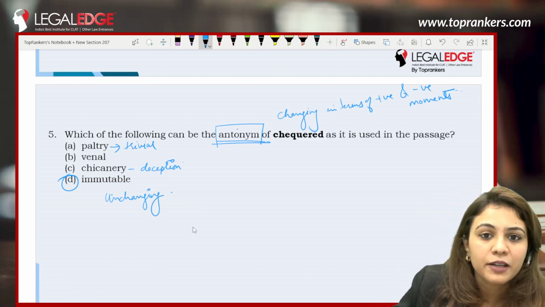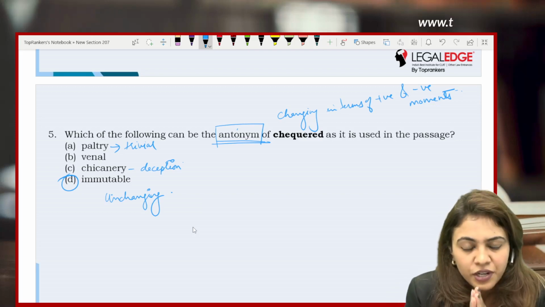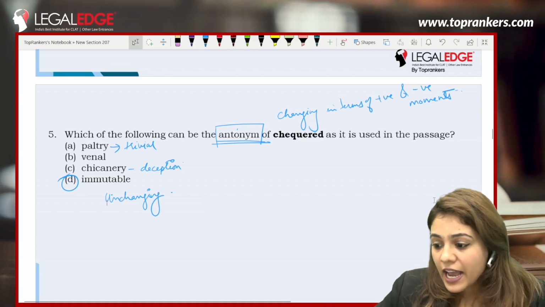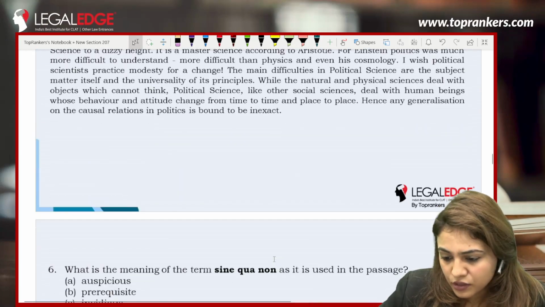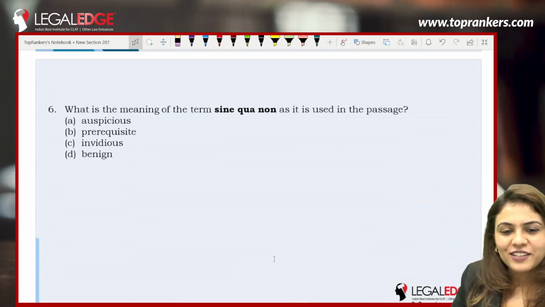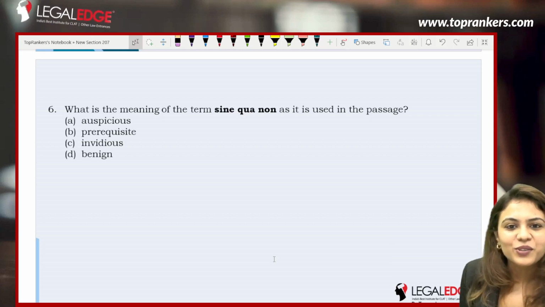Immutable basically means unchangeable. Now I'm taking you to the next passage. I hope you guys are ready. So pull up your socks and moving on to the second passage. As you can see, we have used a foreign phrase here. Let's see whether you guys know the meaning or not.